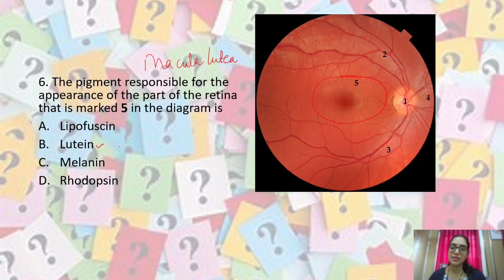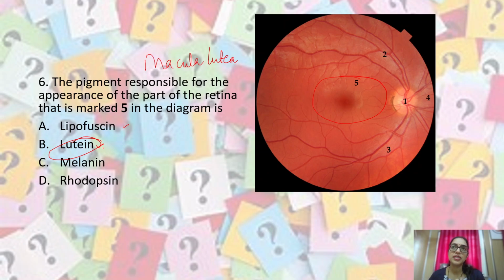There are other pigments also. Let's understand. So these pigments are also present in the macula, but the brown color is attributed to the lutein and zeaxanthin. What is lipofuscin? So lutein is the right answer here. Lipofuscin is a breakdown pigment, that is when photoreceptors are breaking down.